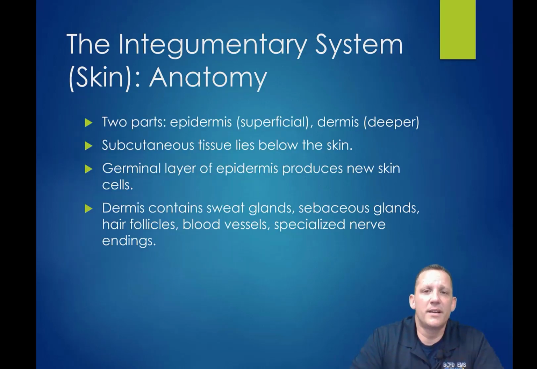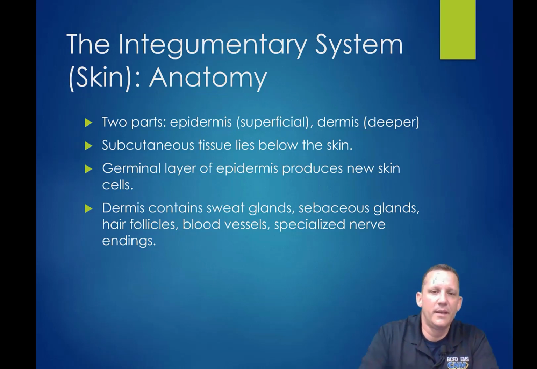Now we're going to look at the integumentary system, which is the skin. And we have two parts to the skin. That's the epidermis, which is the superficial part, and then the dermis, which is a little bit deeper. And then we have subcutaneous tissue that lies below the skin, and then a germinal layer of epidermis producing new skin cells, which are pushed up. The dermis contains the sweat glands, the sebaceous glands, which are the oil producing glands in the skin, hair follicles, blood vessels, and then the nerve endings. You guys will understand when we start doing the IV sticks on one another that those nerve endings are very superficial in the skin, and the longer you take to puncture the skin, the more painful the IV actually is.